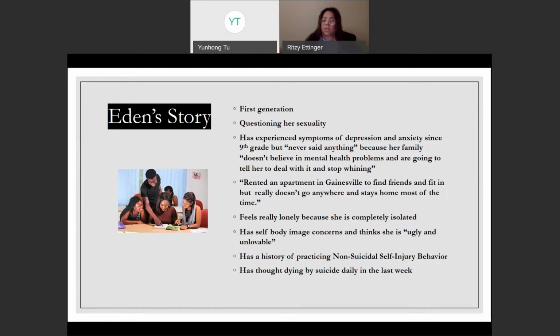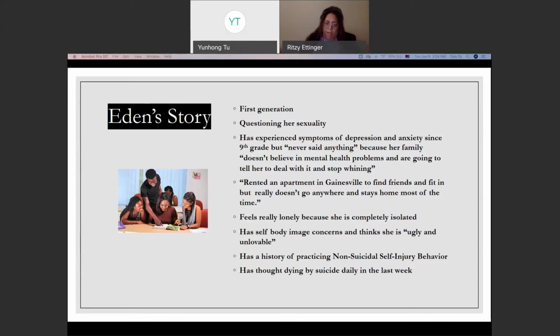She looks in the mirror and says she's ugly, she's unlovable, there's no way anybody's going to care for her. She has a history of practicing NSSIB, which is non-suicidal self-injury behavior. She was cutting. And she had thoughts of dying by suicide daily, and the thoughts were increasing. I was very concerned. So if we go to the next slide.